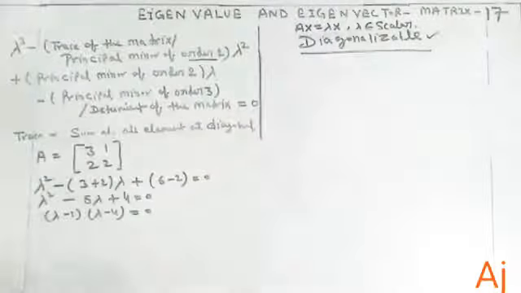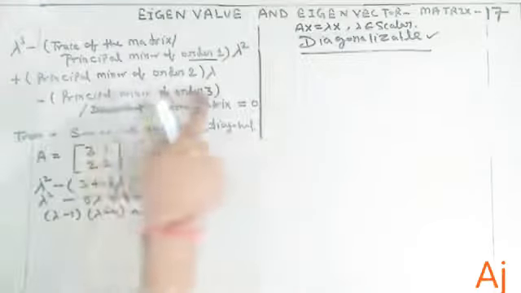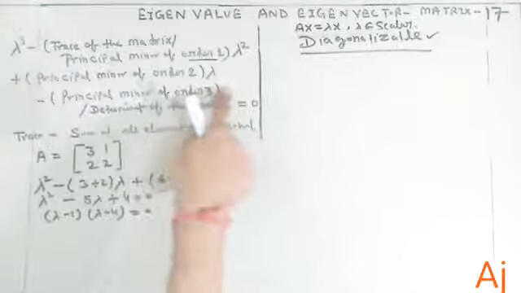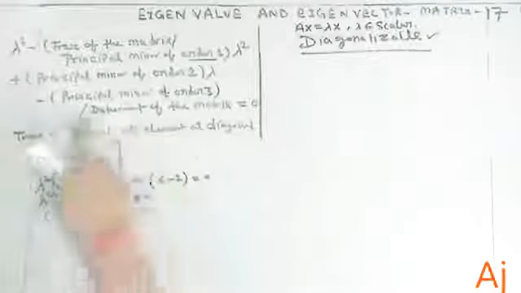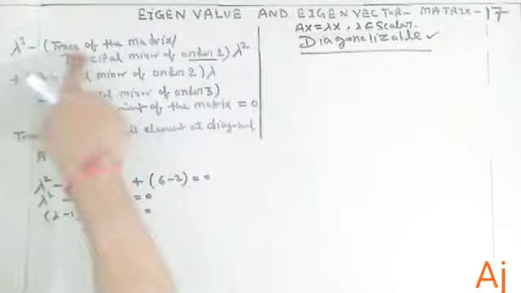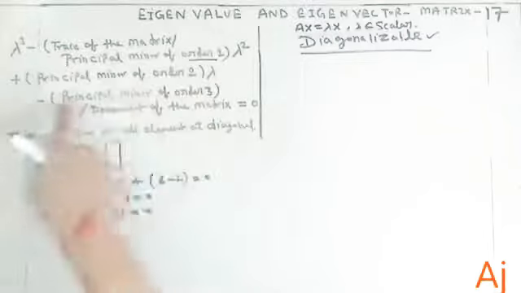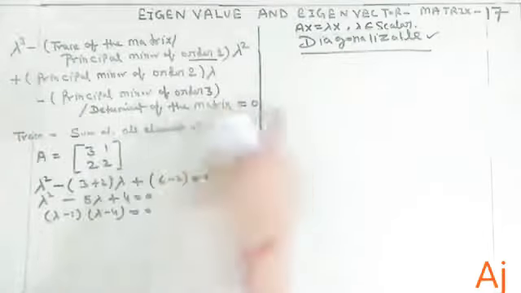If you want to know about a 5 into 5 matrix, then what will you do? Lambda to the power 5, principal minor of order 1, lambda to the power 4, principal minor of order 2, lambda to the power 3, principal minor of order 3, lambda square, and similarly after that. So this is for a 3 into 3 matrix. What we have written: lambda cube, trace of the matrix, lambda square, principal minor of order 2, lambda, principal minor of order 3 is equal to 0.